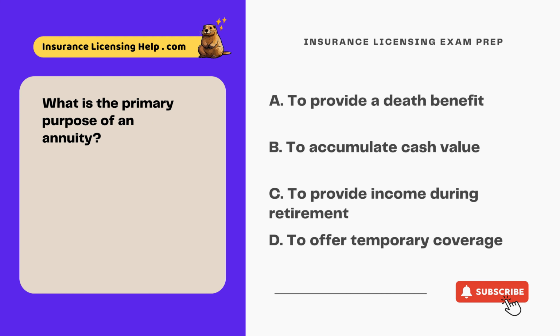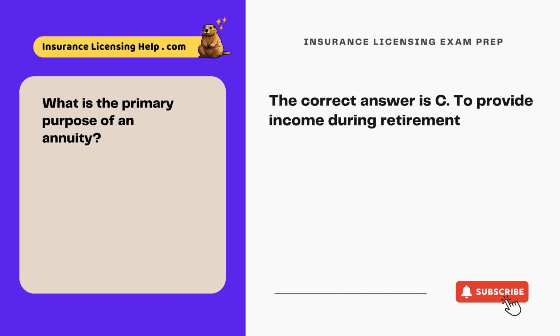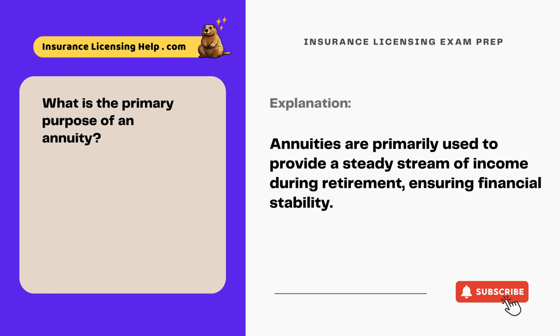What is the primary purpose of an annuity? A, to provide a death benefit. B, to accumulate cash value. C, to provide income during retirement. D, to offer temporary coverage. The correct answer is C. To provide income during retirement. Annuities are primarily used to provide a steady stream of income during retirement, ensuring financial stability.